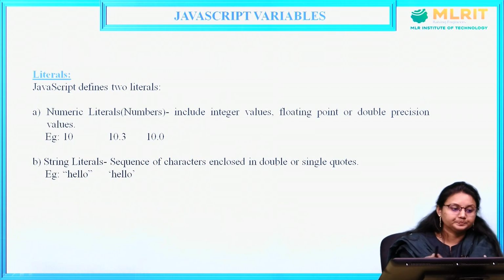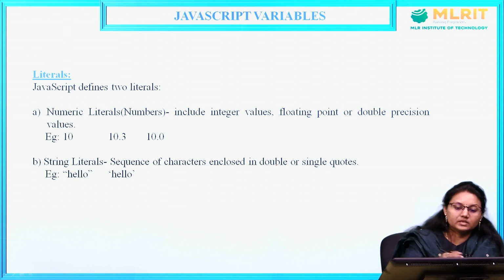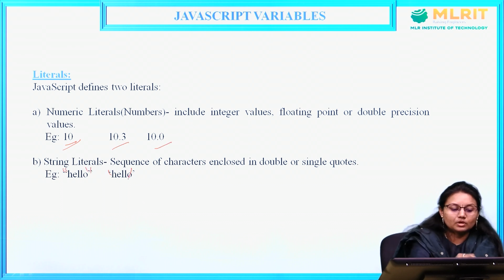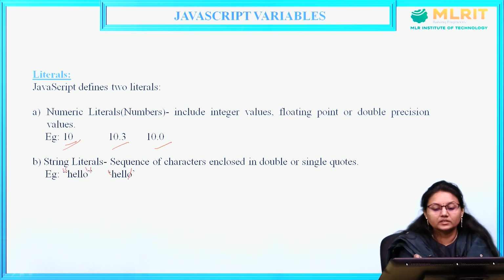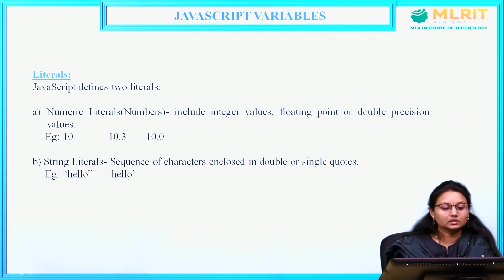Literals describe two kinds: numeric literals and string literals. Numeric literals are simple values, non-decimal values and decimal values also. For string literals, you can use either double quotes or single quotes. A sequence of characters enclosed in double or single quotes is nothing but a string literal. Literals are nothing but the values that you assign. These can be numeric or strings.